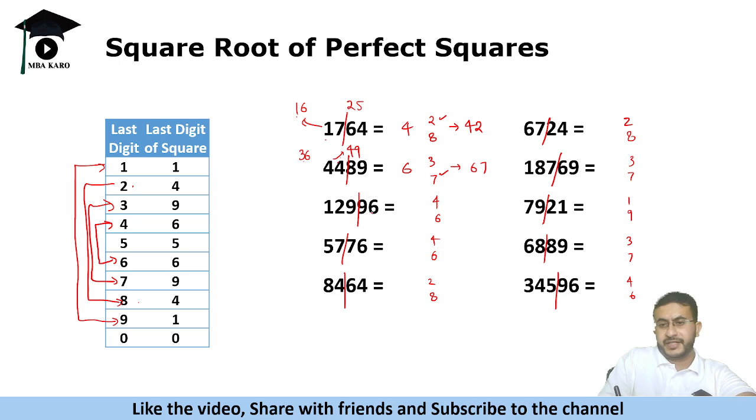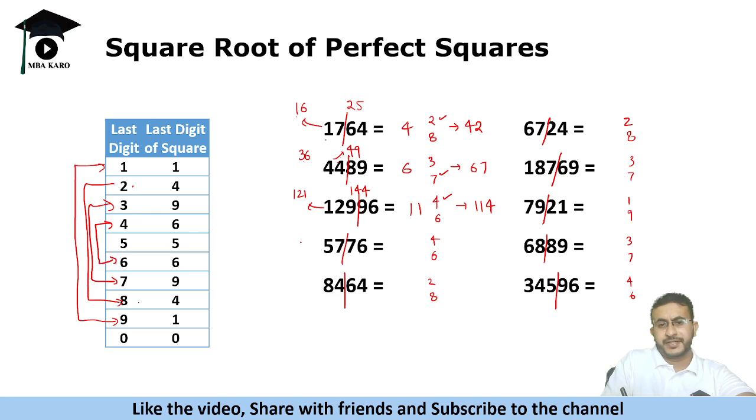This is 12996. Okay, 4 or 6. This is 121 and 144. So 121 means 11 square. Now 129 is closer to this, so we will pick the upper digit. So it becomes 114.